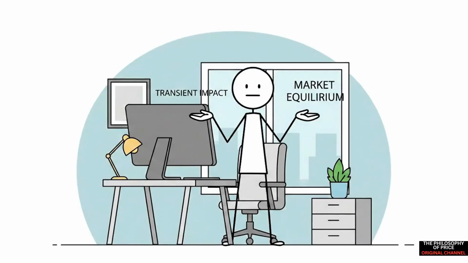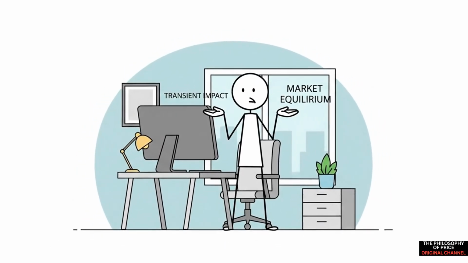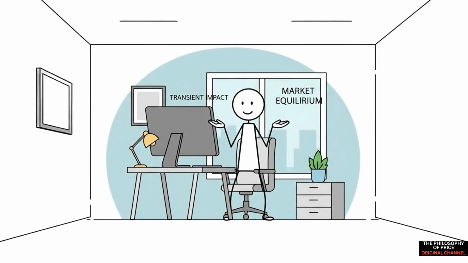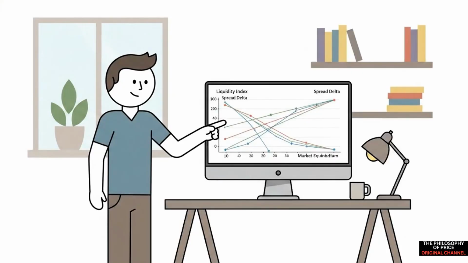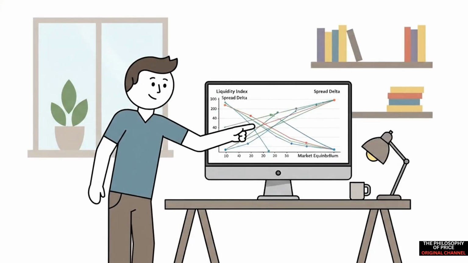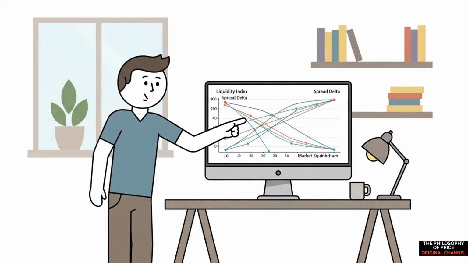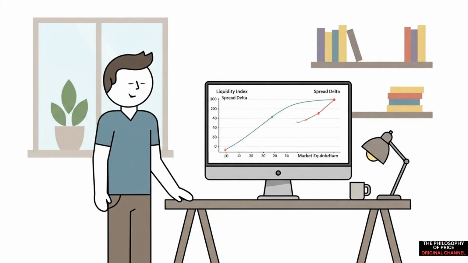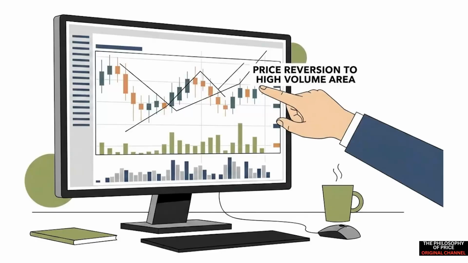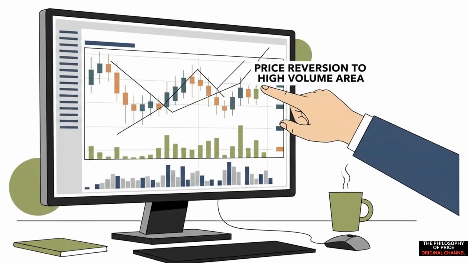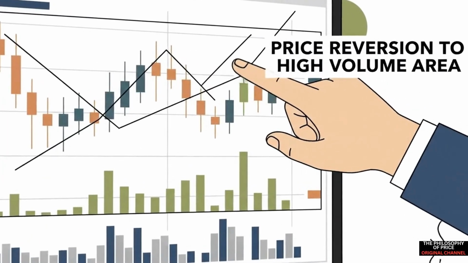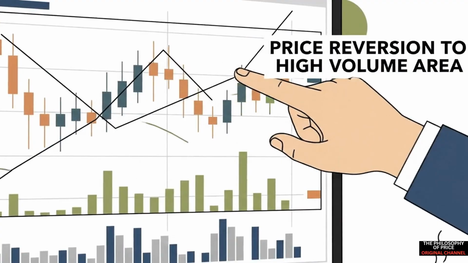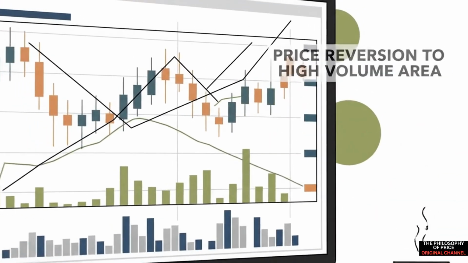Our second institutional factor is transient impact. The effects of significant market activity are not everlasting. The market inherently seeks equilibrium. Liquidity gradually replenishes, bid-ask spreads tighten, and market depth returns to normal levels after a major move, restoring balance. This natural process leads to price reverting towards areas that previously saw substantial trading volume and interest. It's simply market mechanics, not some mysterious force.